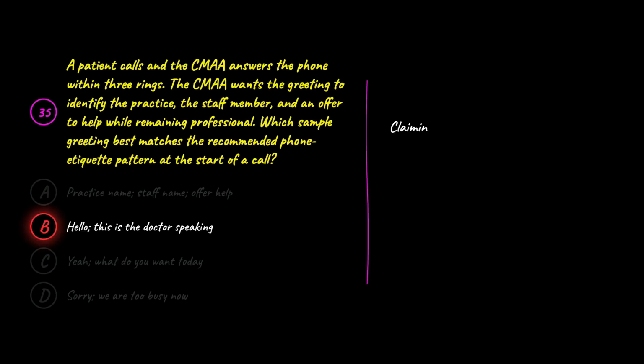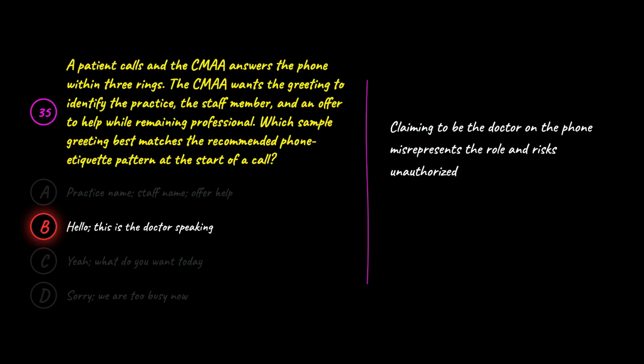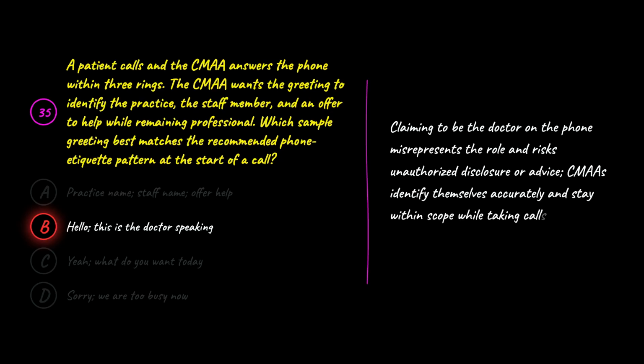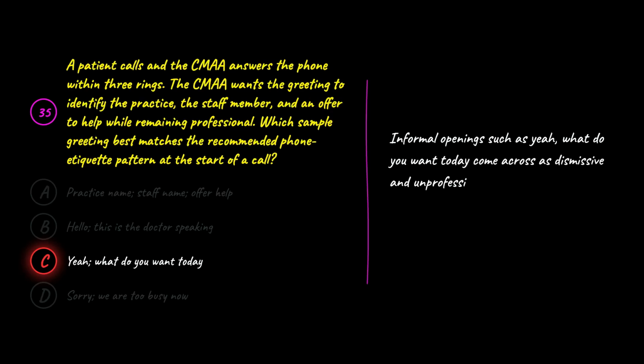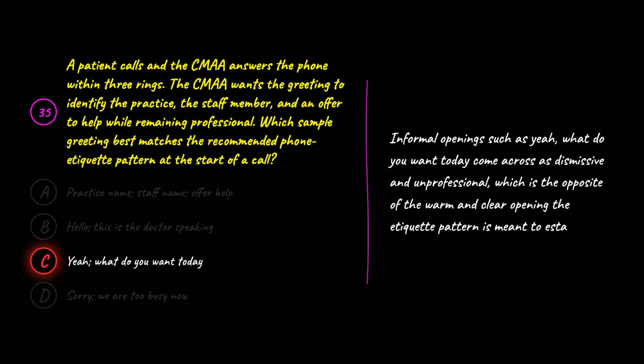B is wrong because claiming to be the doctor on the phone misrepresents the role and risks unauthorized disclosure or advice. CMAAs identify themselves accurately and stay within scope while taking calls at the desk. C is wrong because informal openings such as yeah, what do you want today come across as dismissive and unprofessional, which is the opposite of the warm and clear opening the etiquette pattern is meant to establish.